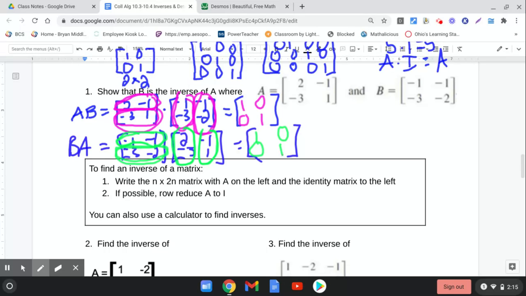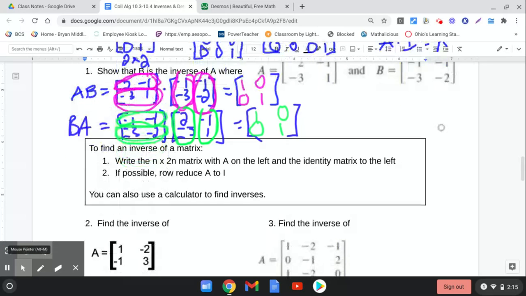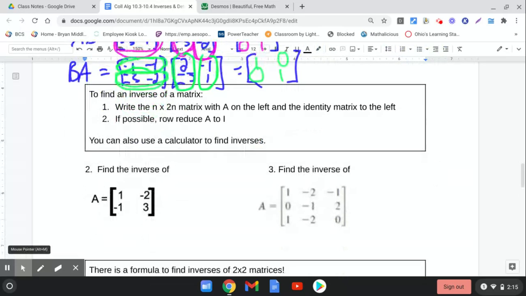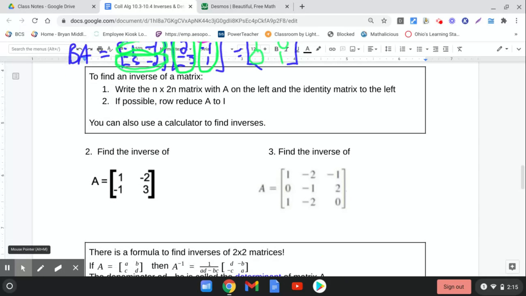So both of those turn out to be the identity matrix, so that means that A and B are inverses of each other. Now that we can see what inverses do, they undo each other. They multiply to the identity matrix. To find an inverse matrix, there's two different ways we can do it. Let's say we're doing matrix A down here, number 2. We can write matrix A with the identity matrix right next to it. So we kind of make this augmented matrix, and then we can put it in reduced row echelon form.